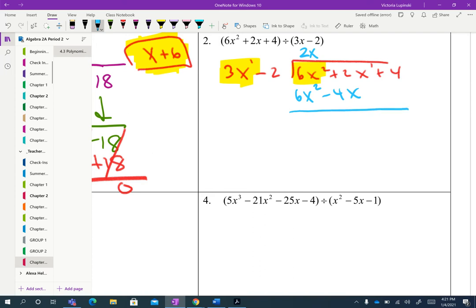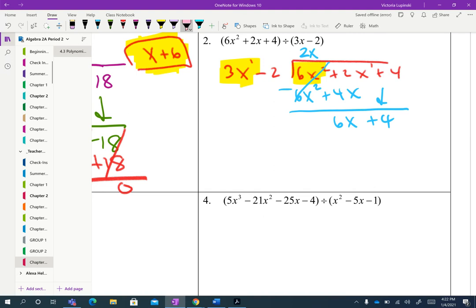When you draw the line, you change the signs. Remember, that means subtract, subtract, subtract. The squareds cancel. 2x plus 4x is a 6x. Bring down the 4, and then it's time for round 2.